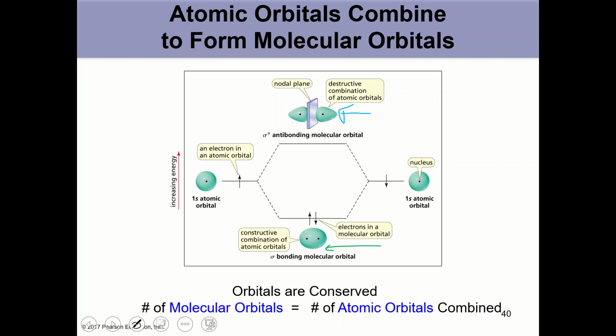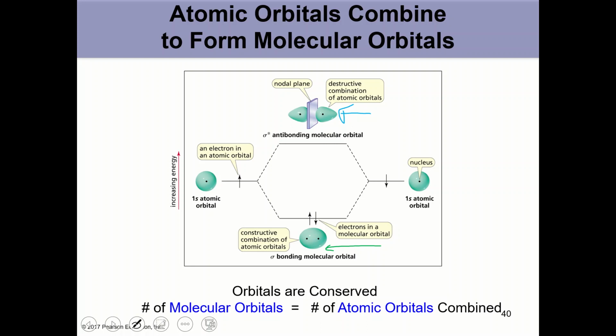A bond only occurs if there are more bonding orbitals than anti-bonding orbitals, meaning there have to be more electrons in the bonding orbitals than in the anti-bonding orbitals. And for that reason, hydrogen forms a bonding interaction, but helium does not.